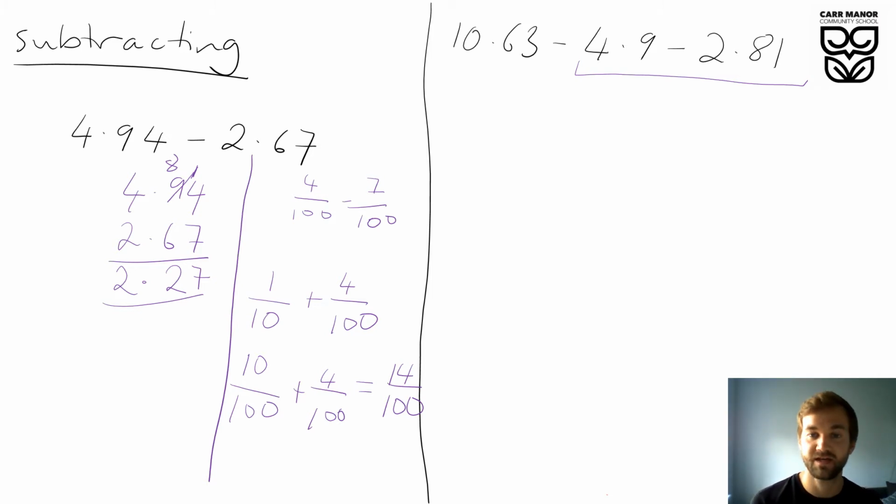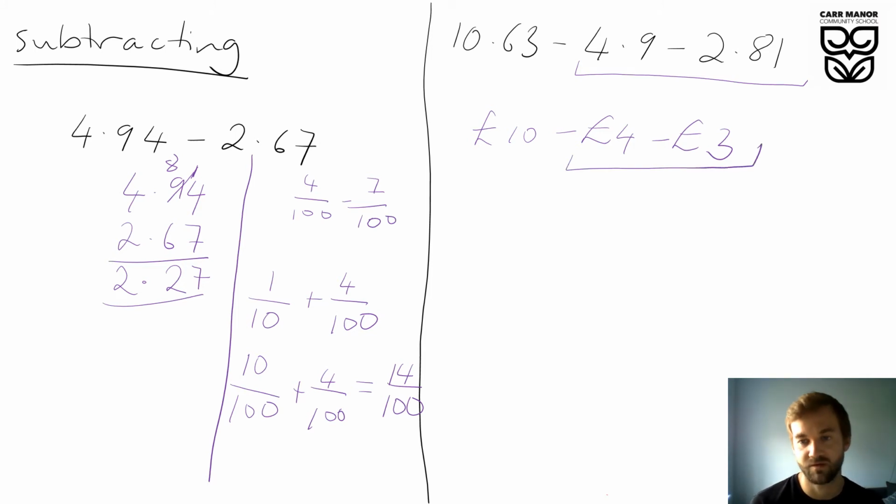Okay, and let's think of a real world example. If I do £10, take away £4, take away £3, yes, I can do 10 take away 4 is £6, take away another £3 is £3. Or I could do 4 add 3 is £7, 10 take away £7 is £3, because I spend £7 altogether. It's good to relate it back to money sometimes to understand what we're doing.